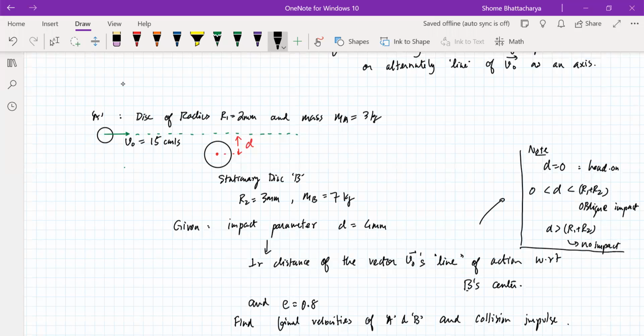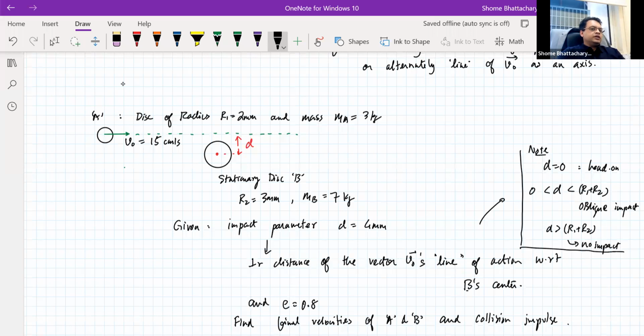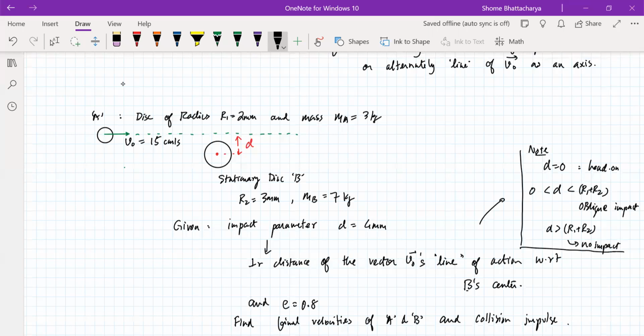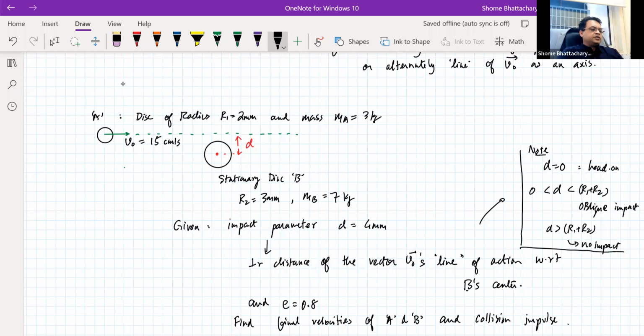So we can find alpha. Yes, very good. So that information is going to give us alpha. Okay. So now just make a proper diagram and try to figure out how much alpha will be. 53 degrees. Very good. That's correct. Good.